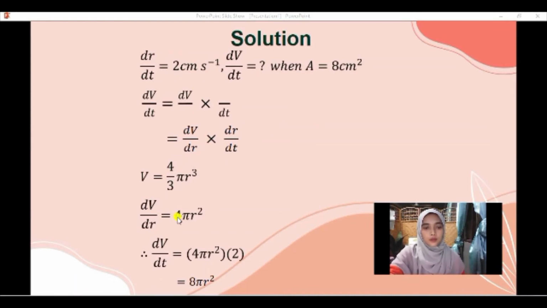When we differentiate, it will become 4 pi r squared. So we already have the change of volume with respect to the radius. We can substitute into the relation here. The rate of change of volume is equal to the change of volume with respect to the radius times the rate of change of radius, which is 4 pi r squared multiplied by 2. So the answer is 8 pi r squared.